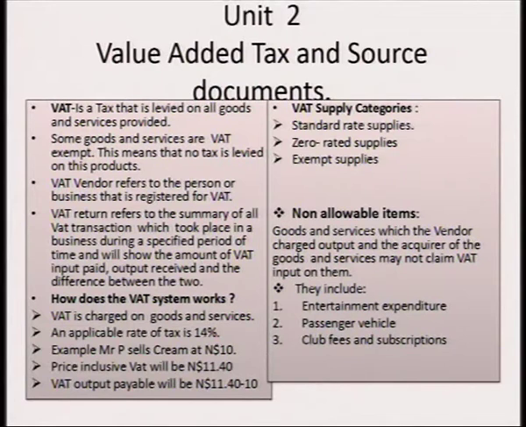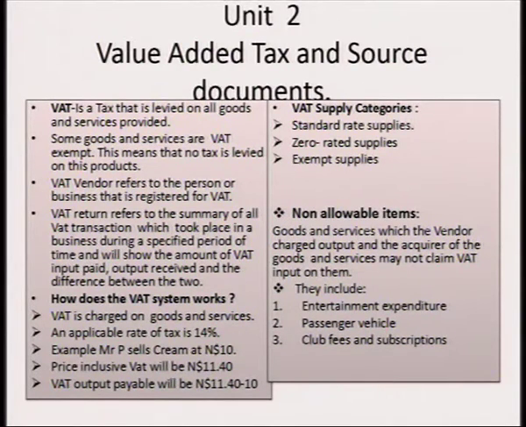How does the VAT system work? VAT is charged on goods and services, and in Namibia specifically, our VAT rate is 14%, which is charged on non-exempt goods and services. But for exempt goods and services, we said we don't pay tax at all.